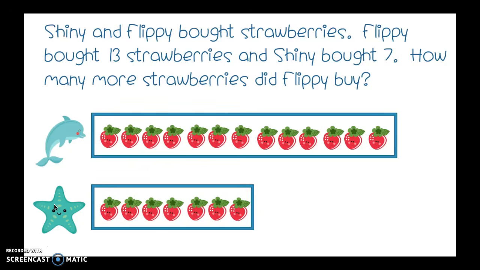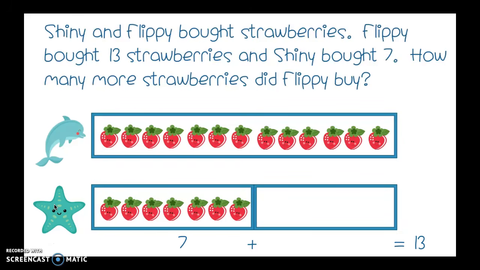Perfecto. Ready? Okay, good. Now all I need to do, it says how many more strawberries did Flippy buy? Well, I'm comparing them, so I want to know how many more. So I just need to look up and see how many more does Flippy have that Shiny doesn't have. Well, I can see it's 7, 8, or 7 plus something equals 13. Since that next part is my unknown, I'm just going to count on until they match with Flippy's. 7, 8, 9, 10, 11, 12, 13.